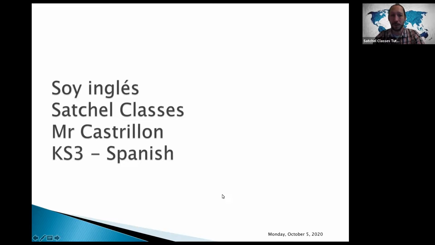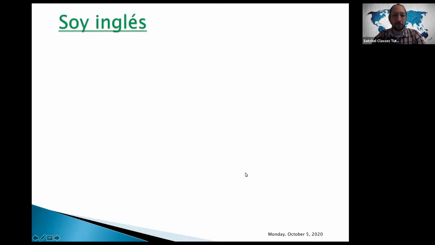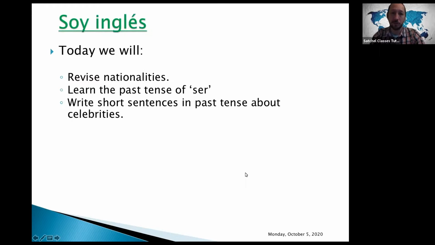By the way, today's lesson is a Key Stage 3 lesson, but always remember that the more you practice, the better it is for everyone. So, Soy Inglés. We're going to talk about the following topics. This is what we are going to learn today. We're going to revise nationalities. We are going to learn the past tense of ser. And we are going to be able to write short sentences in past tense about celebrities.